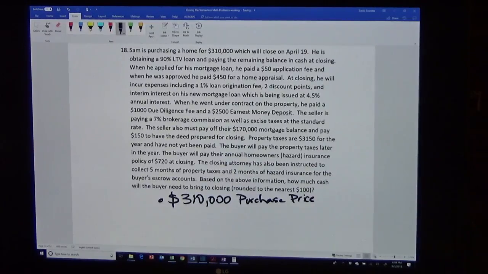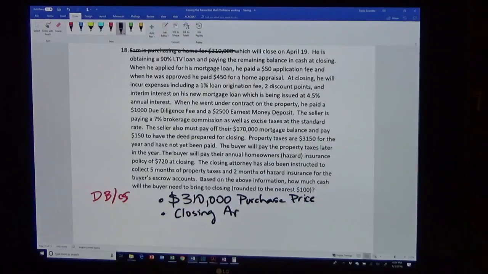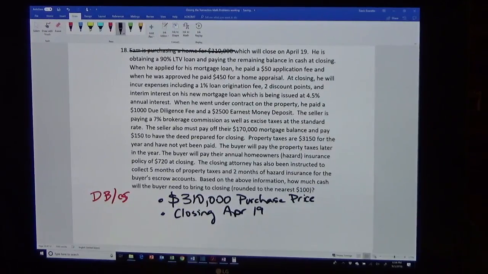If you wanted to, you could go ahead and note it for yourself. Okay, that's going to be debit, buyer, and credit, seller. Make a note for myself. Okay, and we can cross that out. It will close on April 19th. Alright, closing April 19th. Alright, he's obtaining a 90% loan to value loan. Okay, so 90% loan to value. Okay, bullet point.